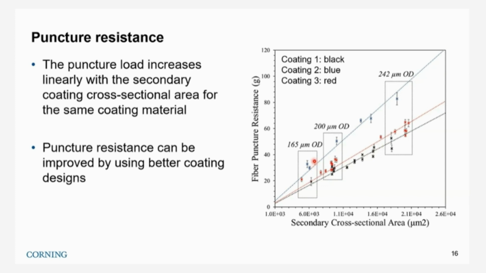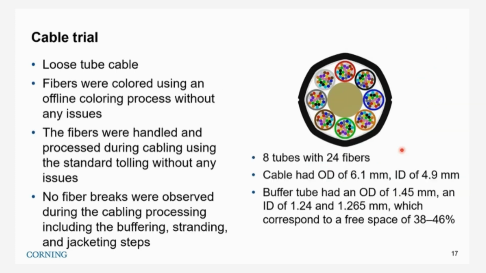For example, with the blue line, you can have a 165 micron coating diameter with puncture resistance better than the 200 micron coated diameter using the conventional coating material.